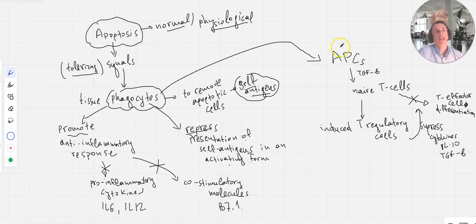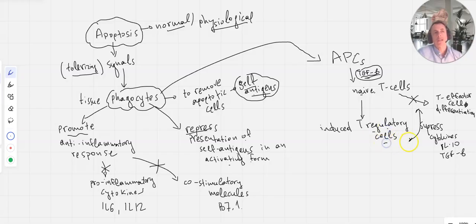The phagocytes act as antigen-presenting cells in the presence of the cytokine TGF-beta. They present the self-antigens to the naive T cells, which circulate in the tissues as well as through blood circulation. And in the presence of TGF-beta, these naive T cells that recognize the self-antigens develop into T regulatory cells instead of T effector cells. See, the process this way is blocked. They become induced T regulatory cells.